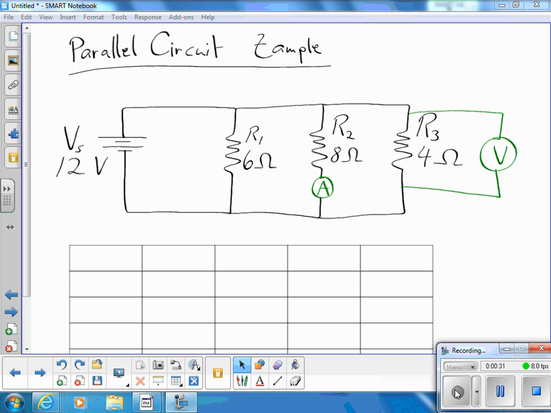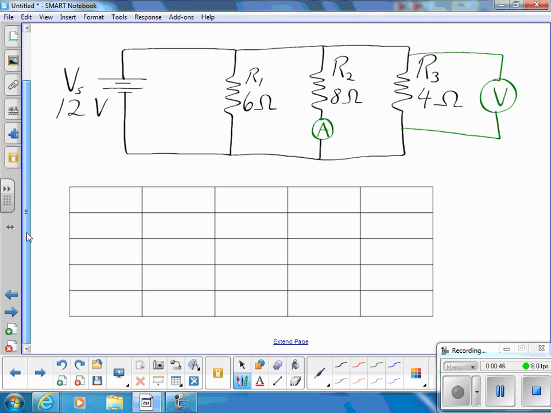So we have three resistors in parallel, R1, R2, and R3. There are also a couple of meters thrown on here, an ammeter and a voltmeter. And we're going to fill in the VIRP chart, and we're going to calculate everything we can possibly calculate. So let's start by completing the VIRP chart.